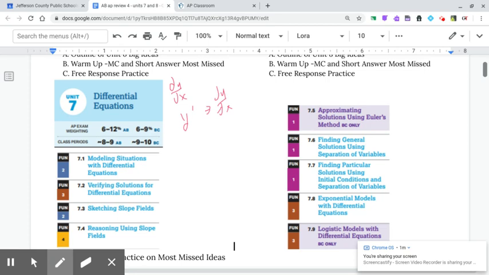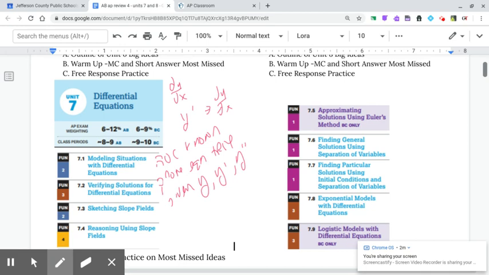So as far as modeling situations with differential equations, that's when you know the rate of change rather than the amount equation. And we'll talk more about a famous one or two of those in a sec. Verifying solutions for differential equations basically means prove the equation is true for the given y prime, y double prime. It's kind of like an identity in trig. We'll practice that in a minute.